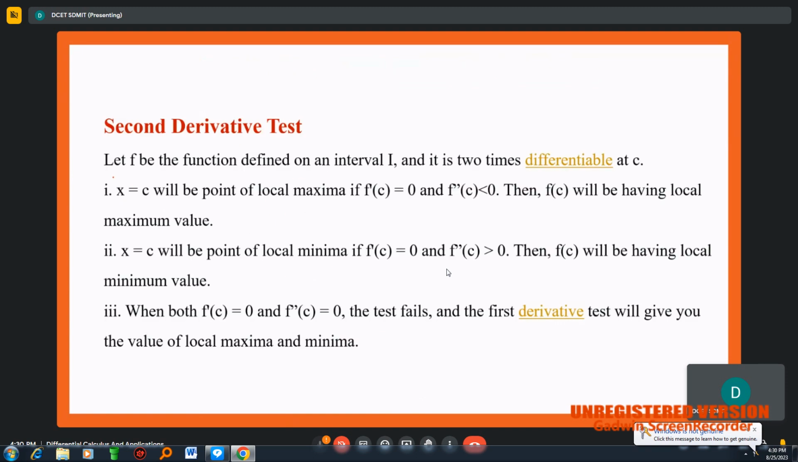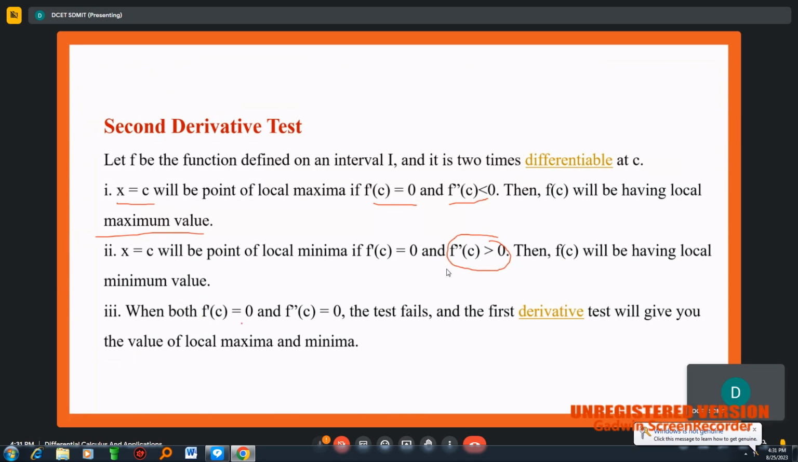Second derivative test: if f is a function defined on an interval I and it is twice differentiable at C, then x equal to C will be a point of local maxima if f dash of C is equal to 0 and f double dash of C is less than 0. Then f of C will have a local maximum value. If f double dash of C is greater than 0, then f of C will have the local minimum value.